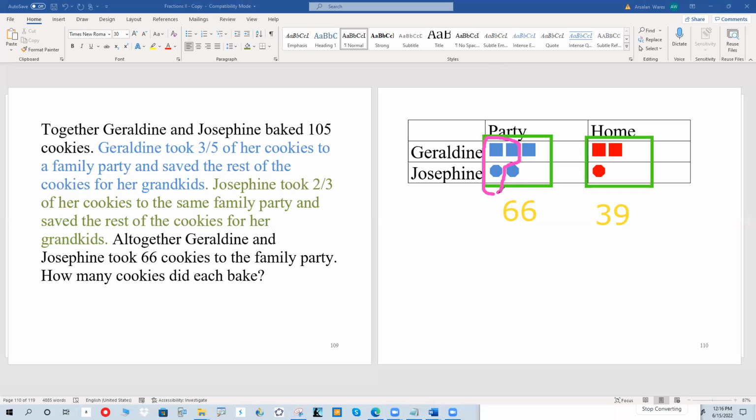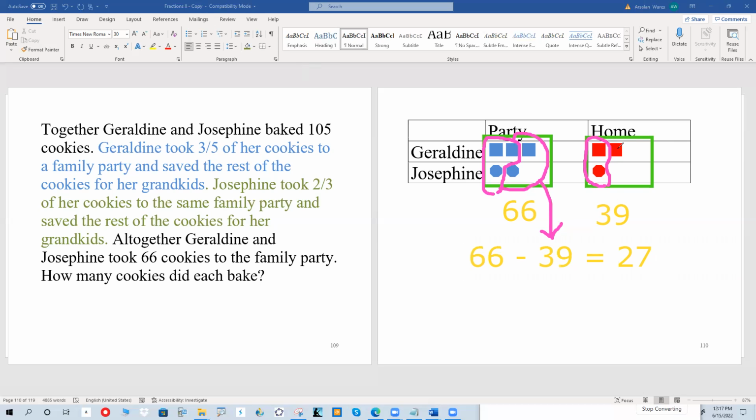If that's true, this piece has to be 66 minus 39. I think I can do it in my head. 27, I'm going to double check. That sounds about right. So a square plus an octagon is worth 27. When I get that, I'm very close to the end. So that's 27. So this is 27.